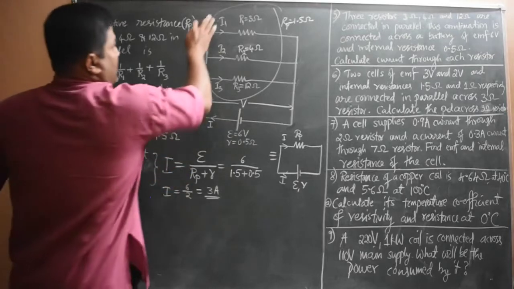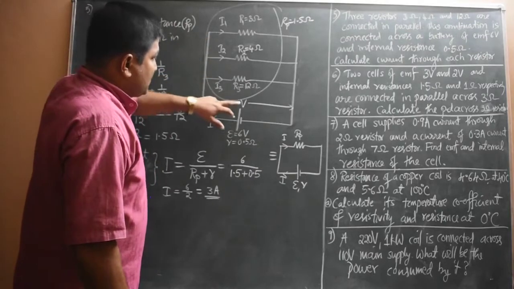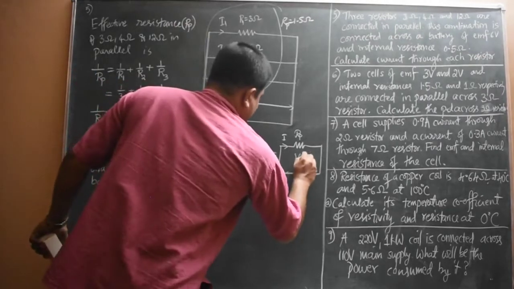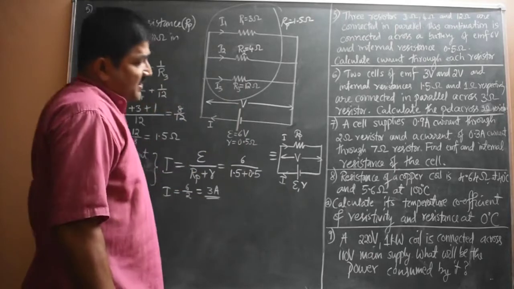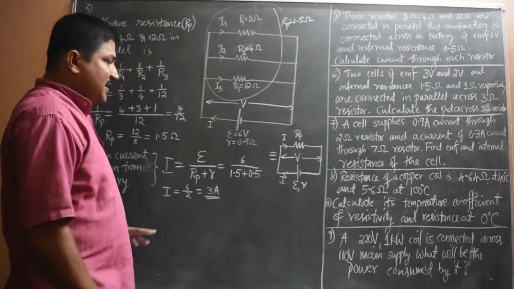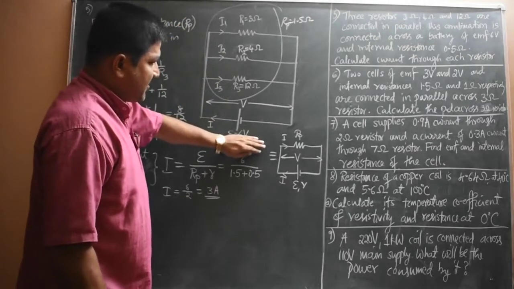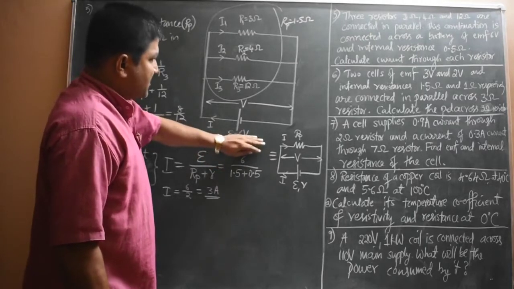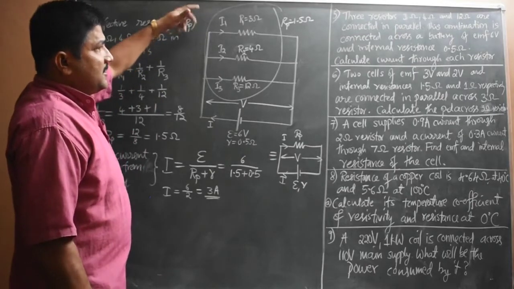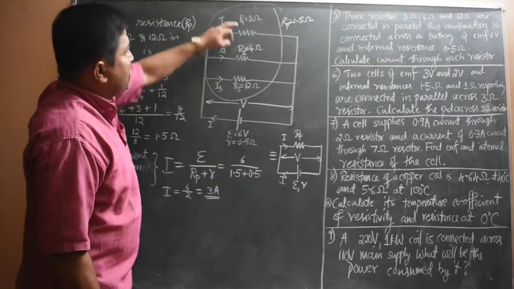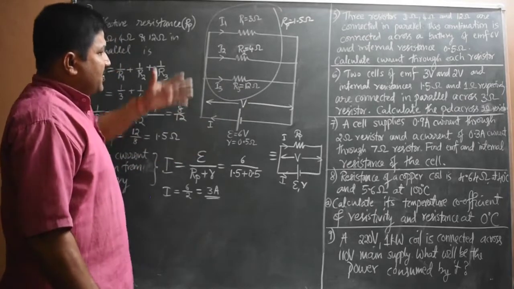Now this current is divided into branches. How it is divided, we cannot directly define. So we have to find out the terminal PD of the cell, because the cell has certain internal resistance. If the internal resistance is negligible, we can find the current directly. Suppose only 6 volt EMF is given and no internal resistance, then it is very easy. Find the effective resistance, and the current is 6 by 3 is 2 ampere, 6 by 4 is 1.5, 6 by 12 is 0.5. Like that we can get the current directly.